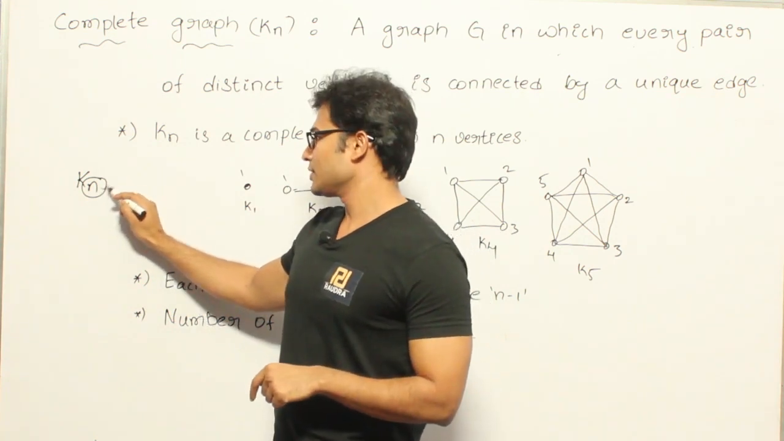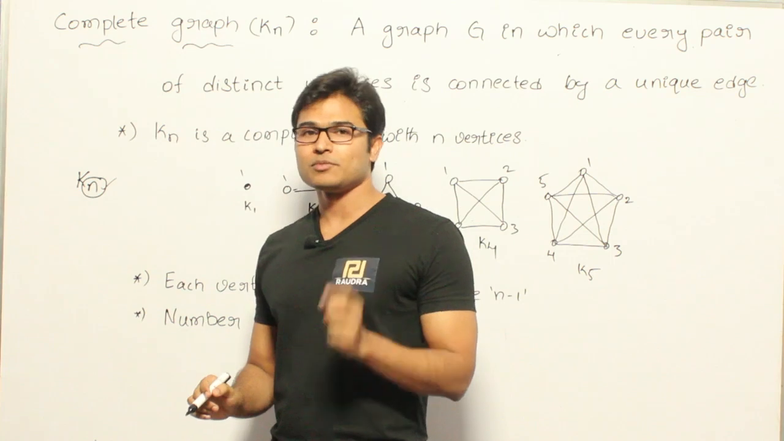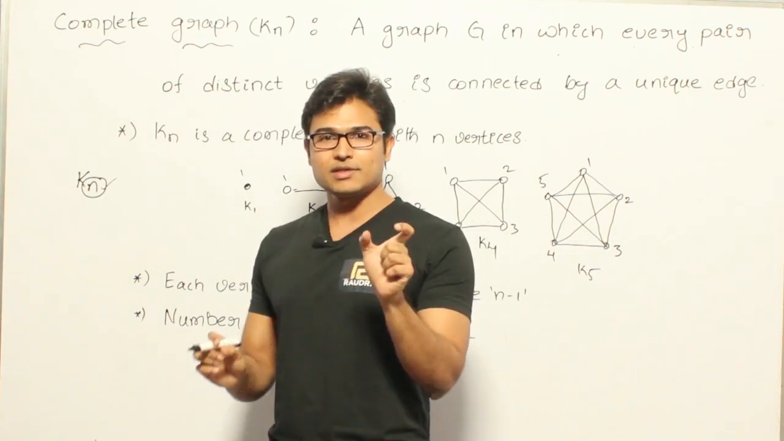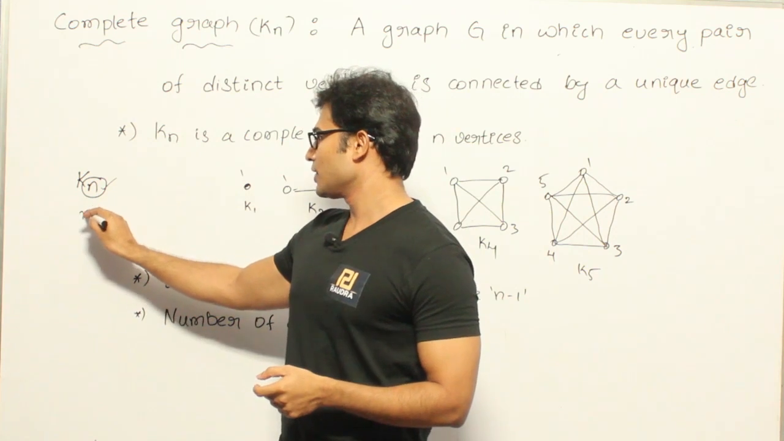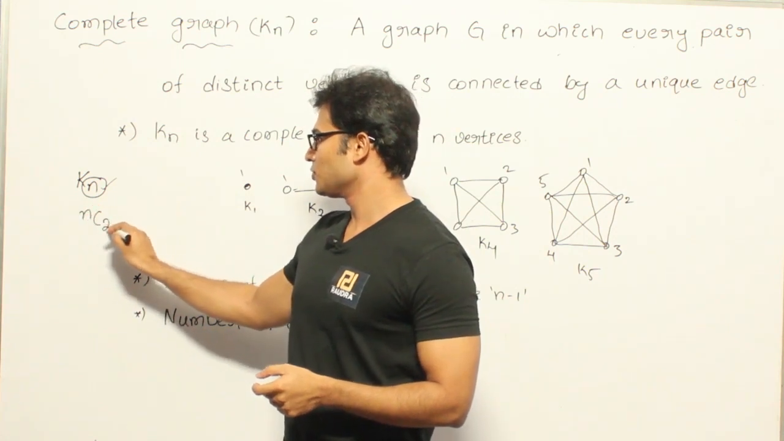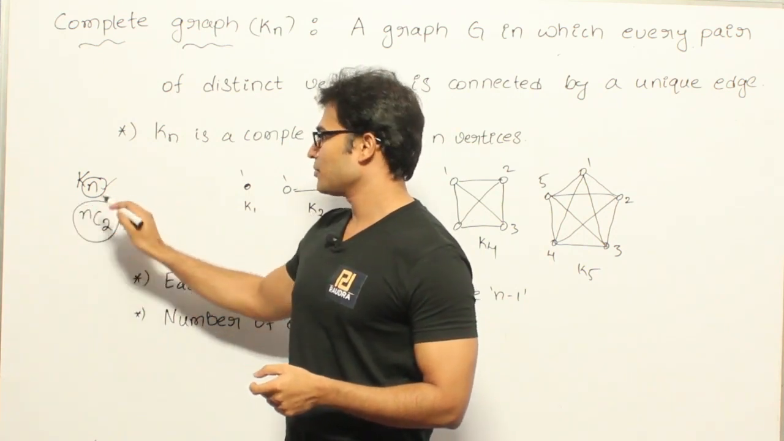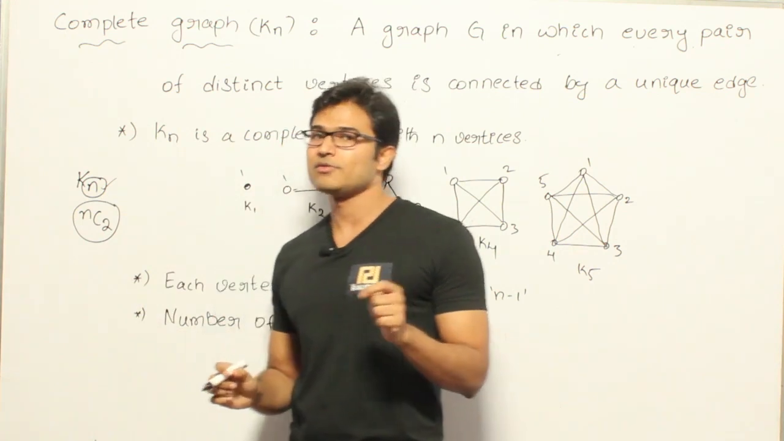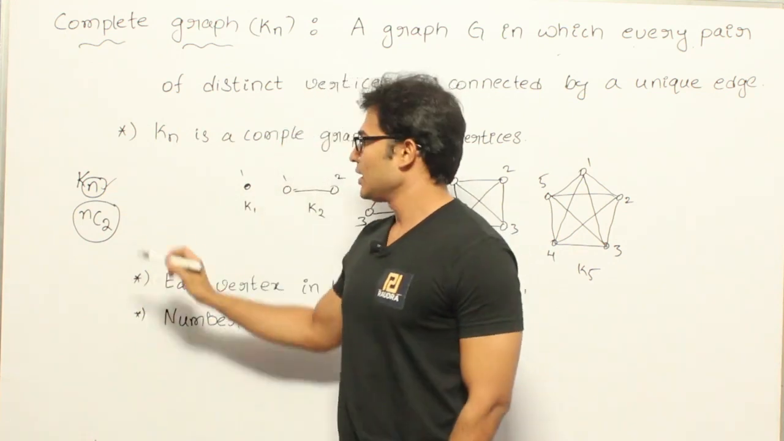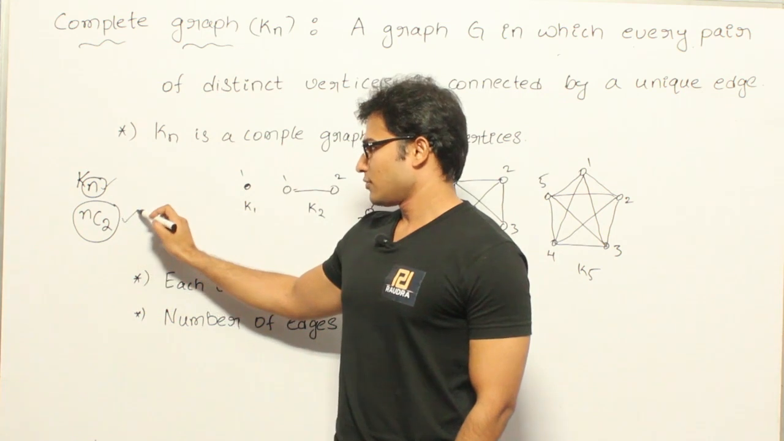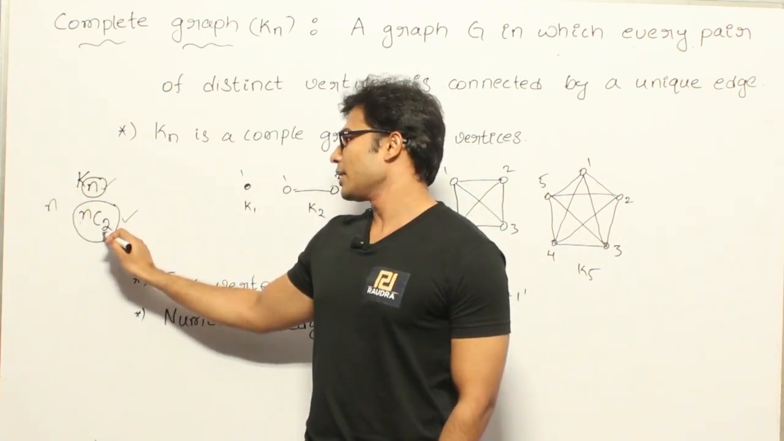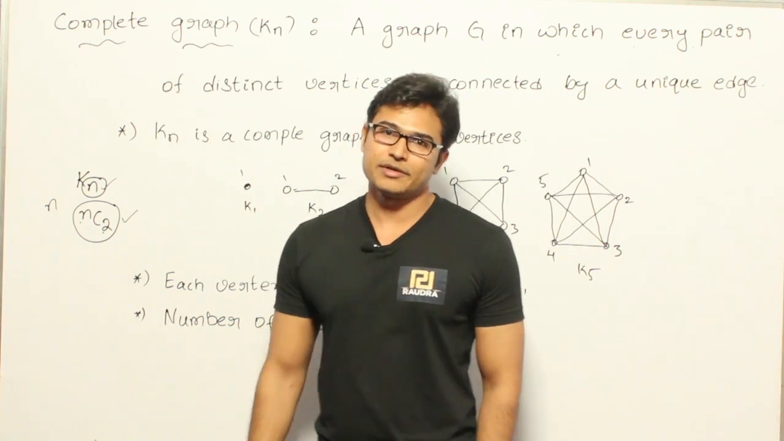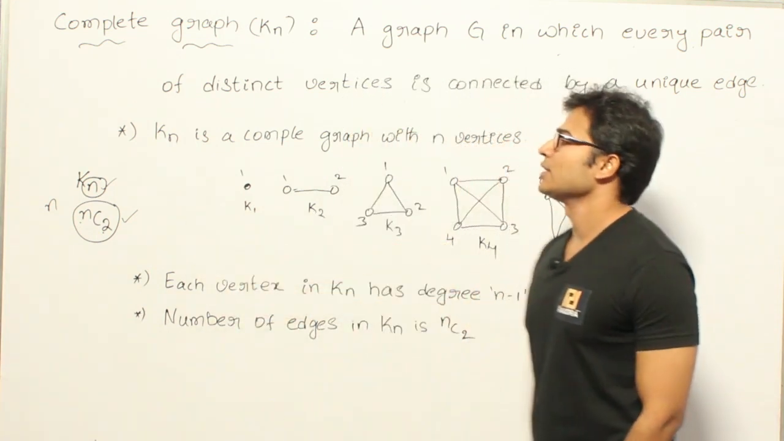So if you have n vertices, the maximum number of edges you can put is this: you can choose every two vertices and put an edge between them. The number of ways you can choose two vertices out of n is nC2. Therefore the maximum number of edges that you can put in a complete graph is nC2, right? And any simple graph which contains n vertices and nC2 edges will be called a complete graph. Anyway, you can take it that way.